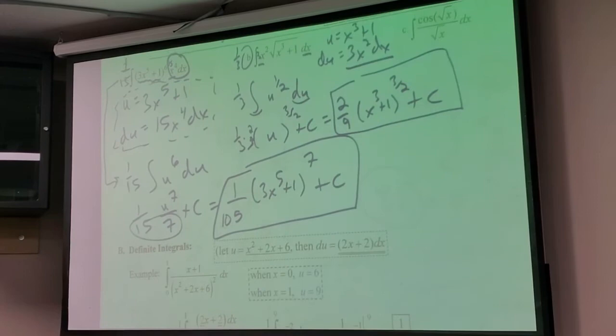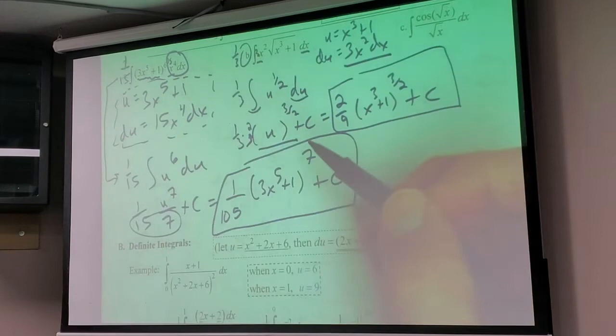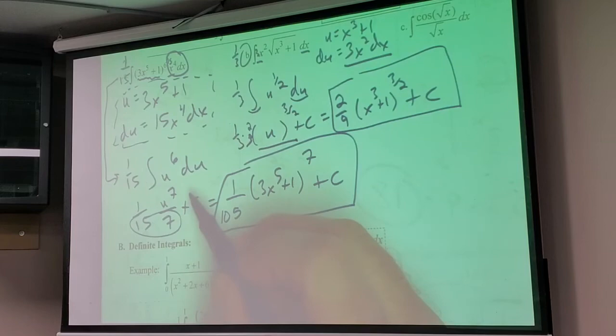All right, so are you asking why the du is not here? I was looking at the first one, when I asked you about the 1 over 7, I put the du before the c. Okay, so you don't put that back in.